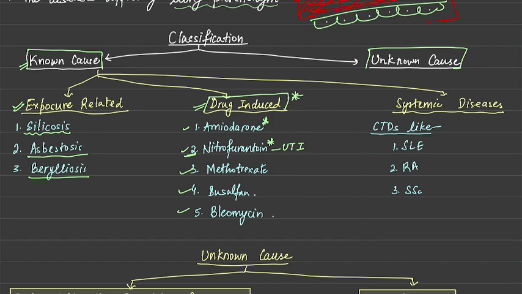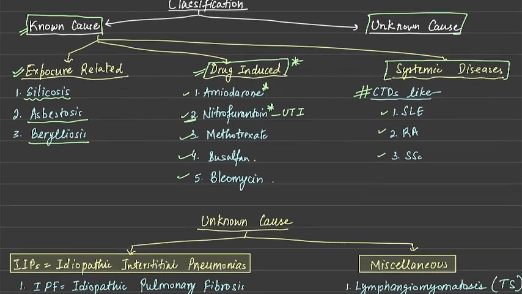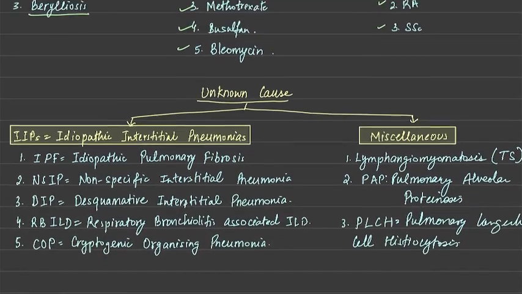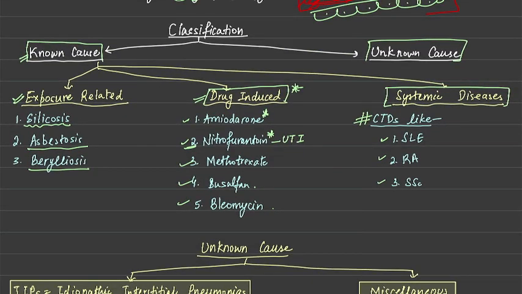Now there are a few systemic diseases which have an effect on the lung also, and we know that the most common diseases which cause ILD, apart from other systemic manifestations, are connective tissue diseases like SLE, rheumatoid arthritis, and systemic sclerosis, right? So these all are the interstitial diseases of known cause.